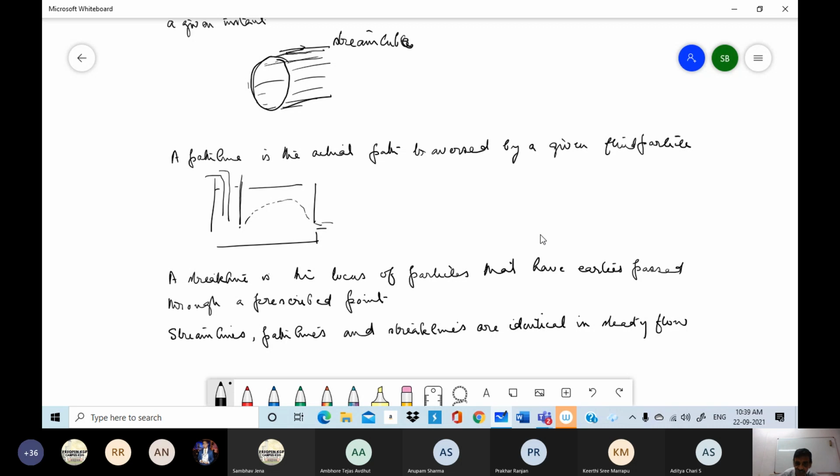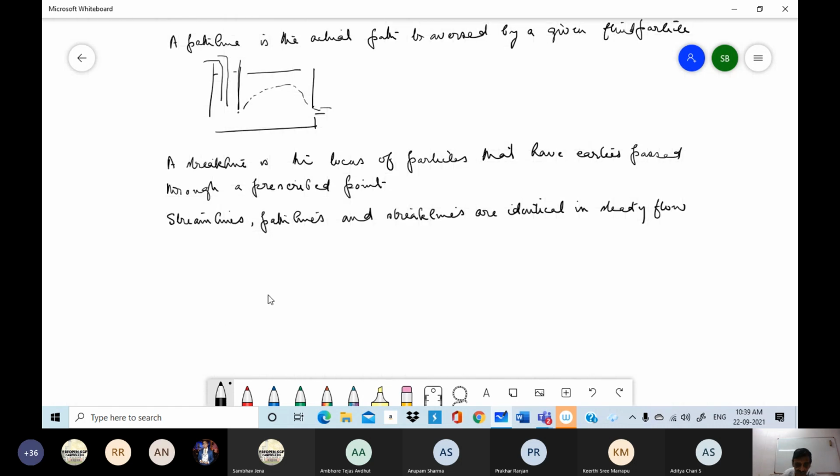So say at one point you have an incense stick and you're releasing smoke, and you see, because of air currents, what is the path followed by the smoke. Now at a certain instant of time, if the wind direction changes, then the direction in which the smoke will go will also change. So then path lines and streak lines will become different.